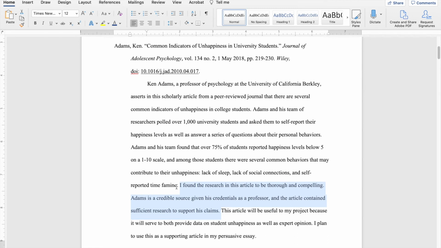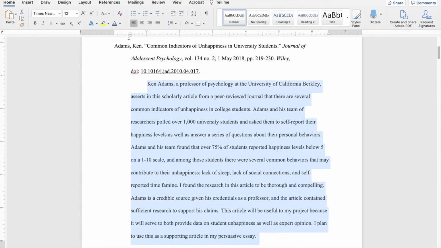And then finally, the third component of your annotation is explaining the usefulness of this source. How will this source be useful to you in your persuasive project? That is, as you are writing your persuasive essay and/or crafting your infographic, how will you be able to use this source? This student says, this article will be useful to my project because it will serve to both provide data on student unhappiness as well as expert opinion. I plan on using this as a supporting article in my persuasive essay. Those are the key components of an annotated bibliography.